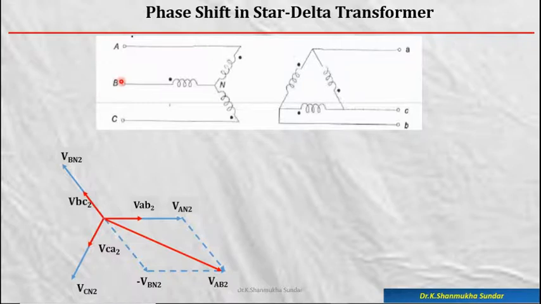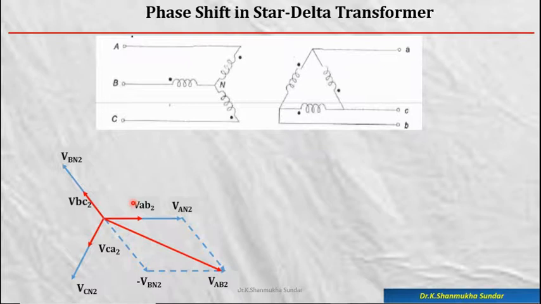Now what can you conclude from this vectorial diagram? What is the relation between line voltages on star side and delta side? You can see here the negative sequence line voltages on star side are lagging behind the corresponding line voltages on delta side. So what we have seen in positive sequence, it was leading.